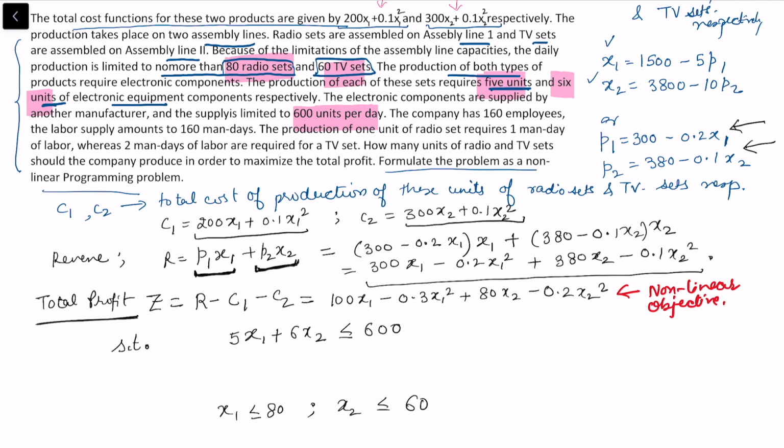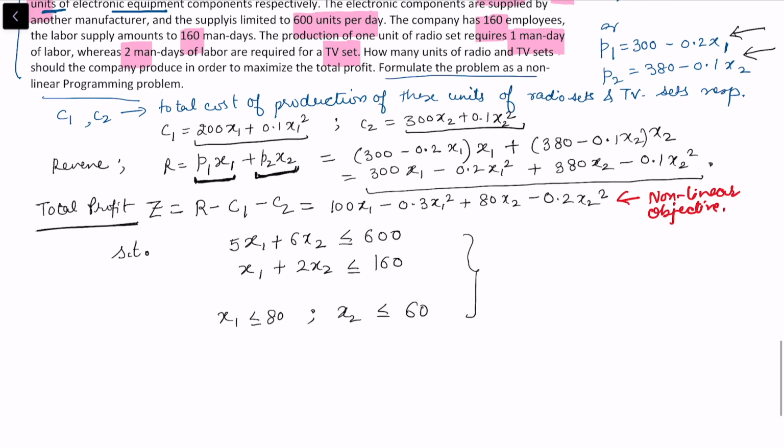Then there is another constraint. The company has 160 employees and the labor supply amounts to 160 man days. The production of 1 unit of radio requires 1 man day and 2 man days are required for TV sets. So that means for the next constraint we will have x1 plus 2x2 less than or equal to 160. So this is another constraint. Now looking at these constraints, we can see that the constraints are linear but the objective function is non-linear. So this is the complete formulation.